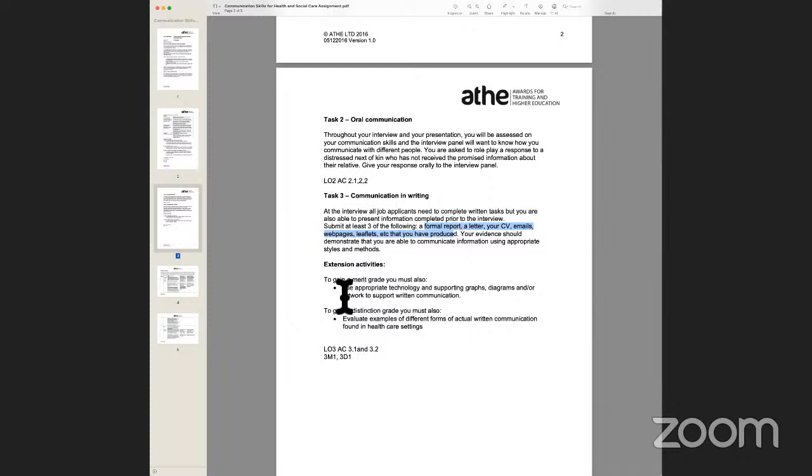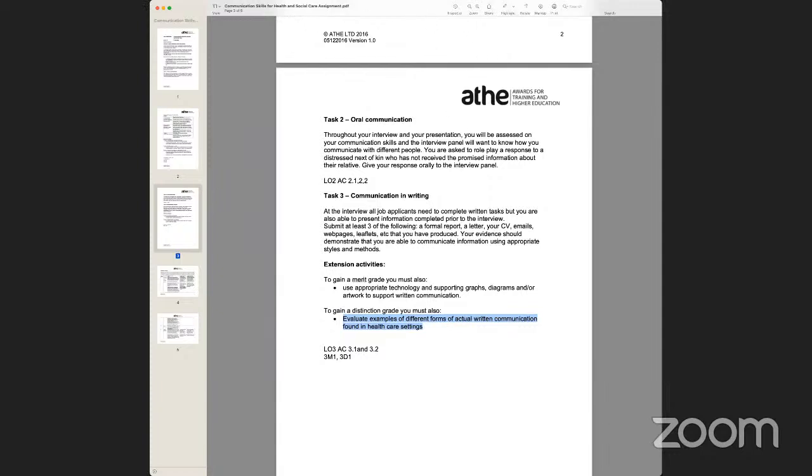Some of the extension activities, again, as I mentioned to you earlier, whatever you produce on this side, you would need to evaluate with the use of an example that would help you cover merit criteria, and then giving reasons or arguments to say why it is beneficial to use this form of communication in this context would allow you to accomplish the distinction criteria.